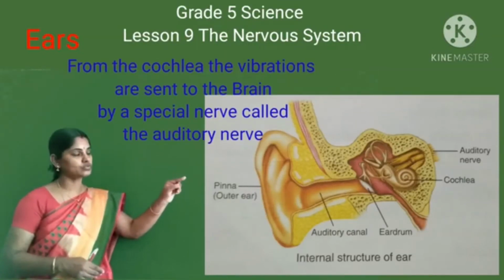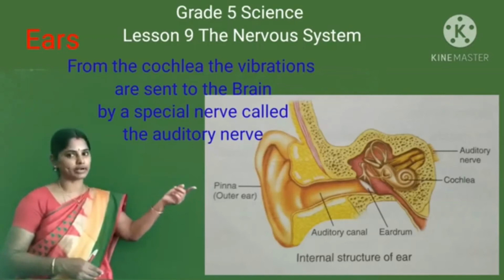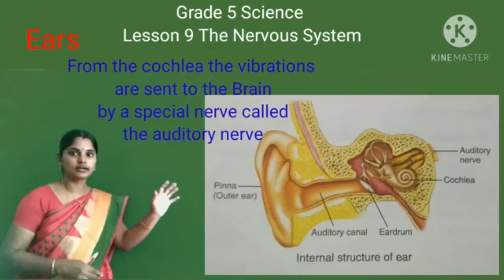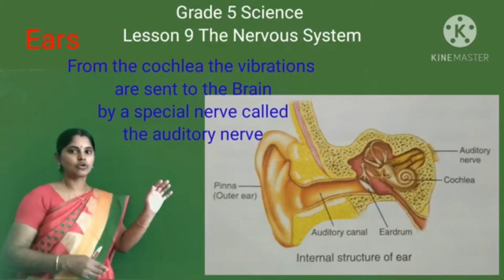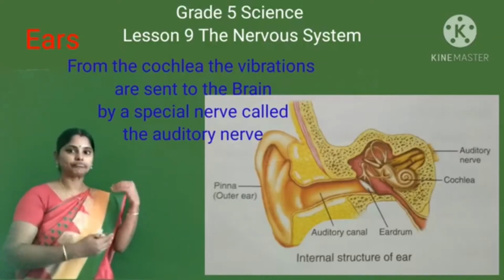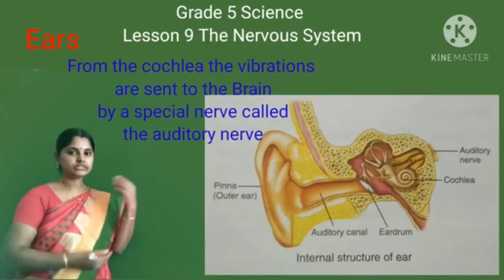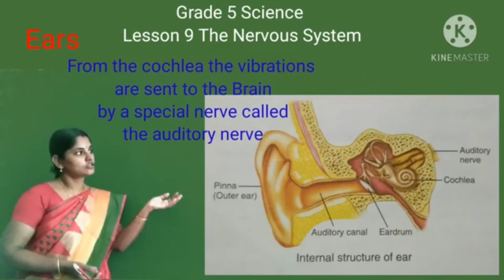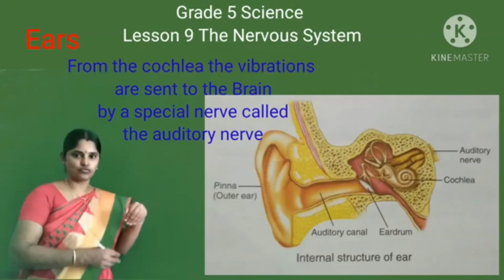The nerves only send the message to the brain. Then the brain says that it's thunder. Okay, so this is how we hear the sound from the outside world. Clear, children? So this is how the ear works.